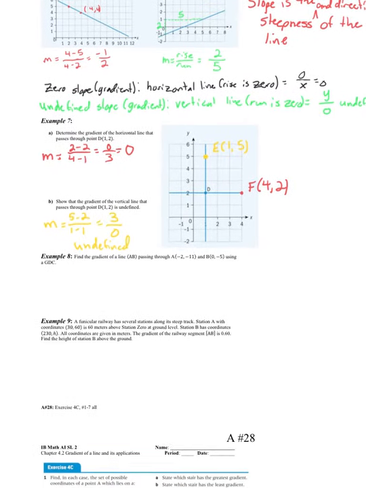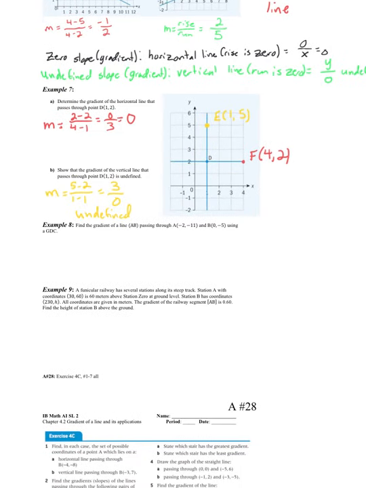All right. And then example 8, find the slope of line AB that passes through A (-2, -11) and B (0, -5). And it says this one, do it using a graphing calculator, which, I mean, you just need to be able to write the equation of a line in order to use a graphing calculator to do this, to find the slope. But otherwise, you can still use the slope formula to do this. Okay.